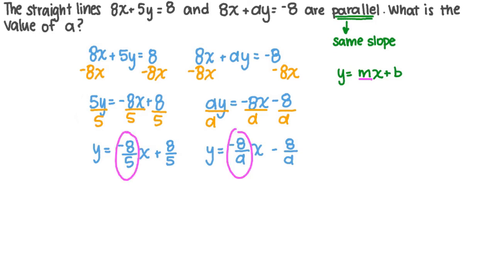These slopes have to be equal to each other if these lines are parallel. Since one of the slopes is negative 8 over 5, the other slope will need to be negative 8 over 5. And that tells us that a must be 5 for these two lines to be parallel. If we go back in and plug in 5 for a, we see that the ratio of coefficients between these two equations are equal to each other, which makes them parallel.